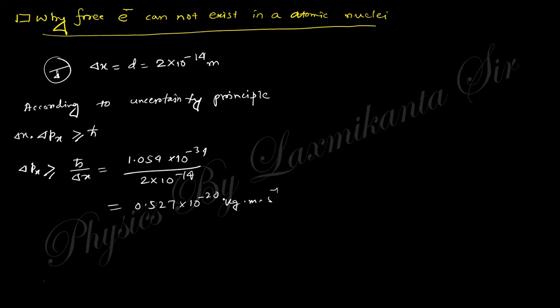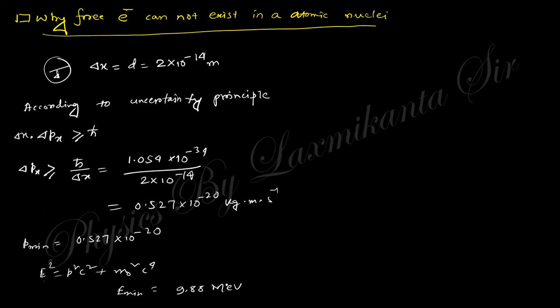So you will find the minimum energy needed. The minimum momentum P min will be 0.527 into 10 to the power minus 20. So from the relativistic relation, E square equals P square C square plus m naught square C to the power 4, the corresponding minimum energy will be 9.88 MeV.